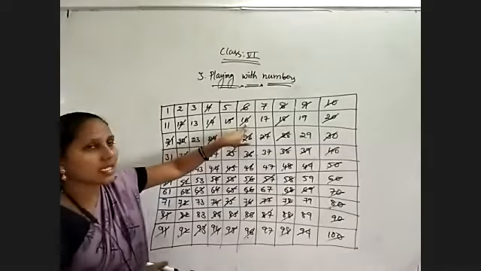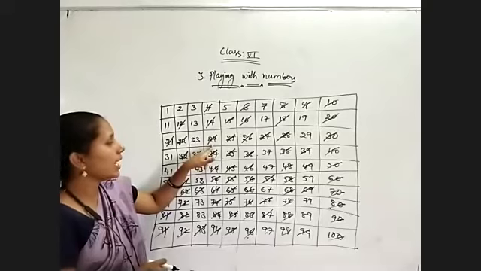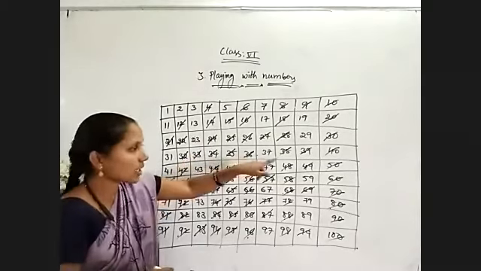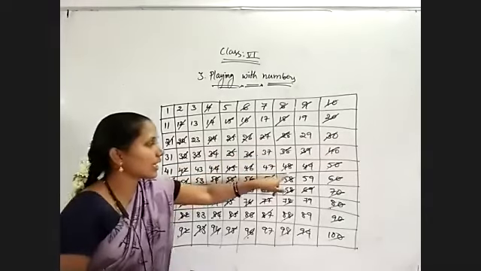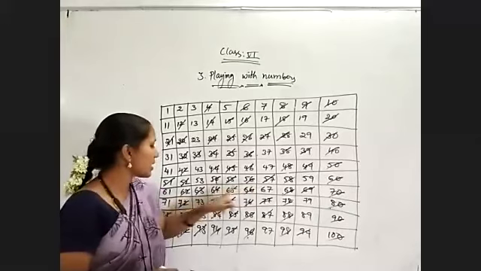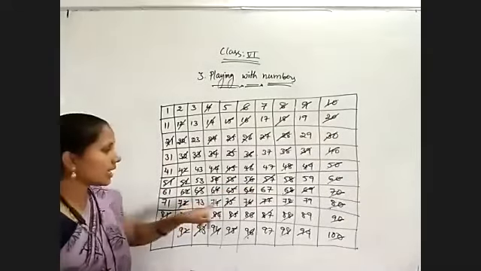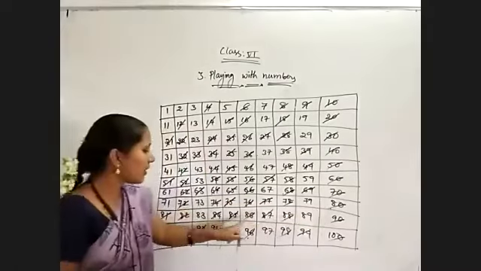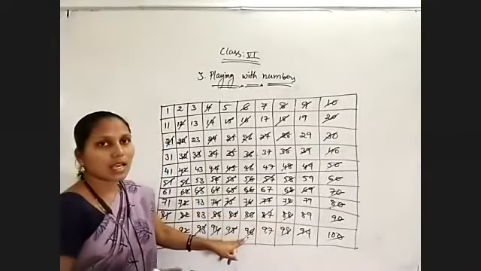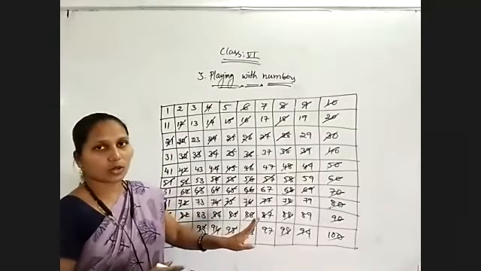8 2s are 16. 8 3s are 24. 8 4s are 32. 8 5s are 40. 8 6s are 48. 8 7s are 56. 8 8s are 64. 8 9s are 72. 8 10s are 80. 11 8s are 88. 12 8s are 96. 13 8s are more than 100. So 104, we will get, still 100 only we are writing.